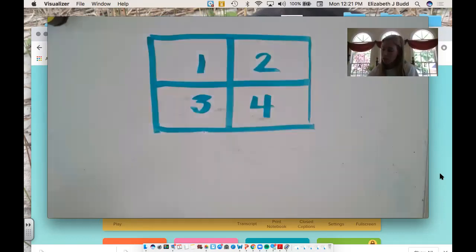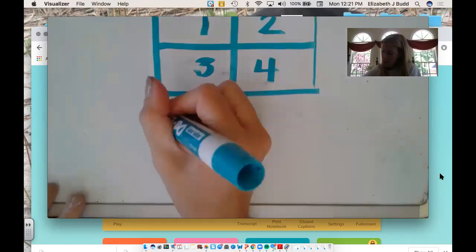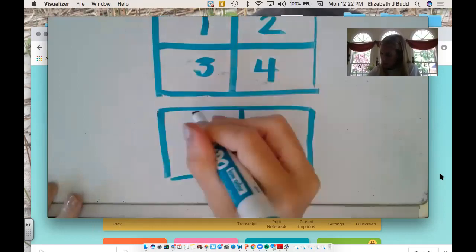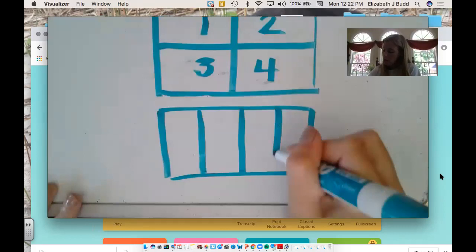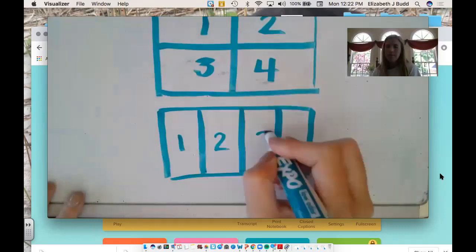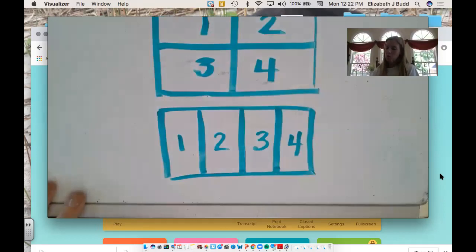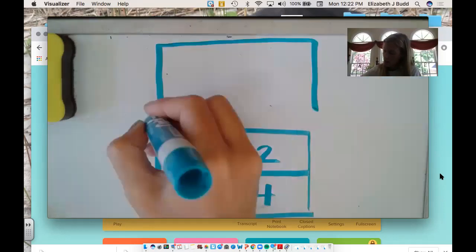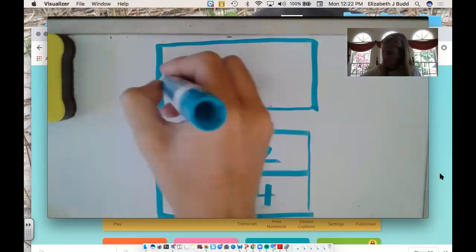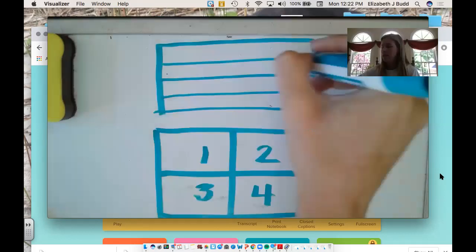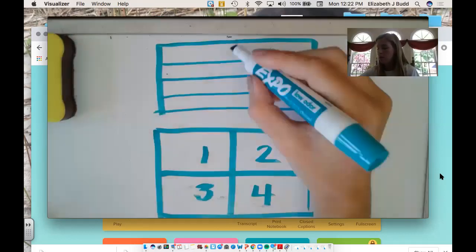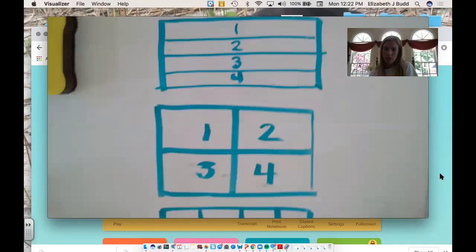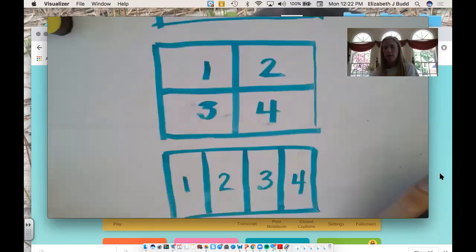Okay, there's one other way you can do this. Actually, there's two other ways you can do this. You can do it like this. 1, 2, 3, 4. Or we can do it like this. And do 1, 2, 3, 4. So any of those ways are accurate ways to partition a rectangle into fourths.